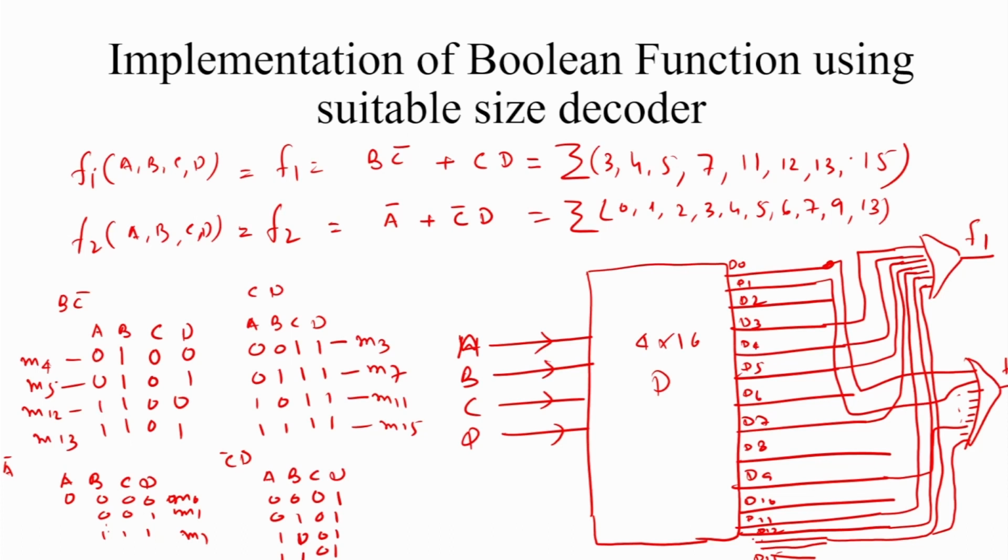So this is the way of representing a Boolean function, or simply implementing a full adder, because we can also write a Boolean function corresponding to the output of a full adder, full subtractor or binary comparator. We implement it by using a suitable size decoder. So this is overall about this class.